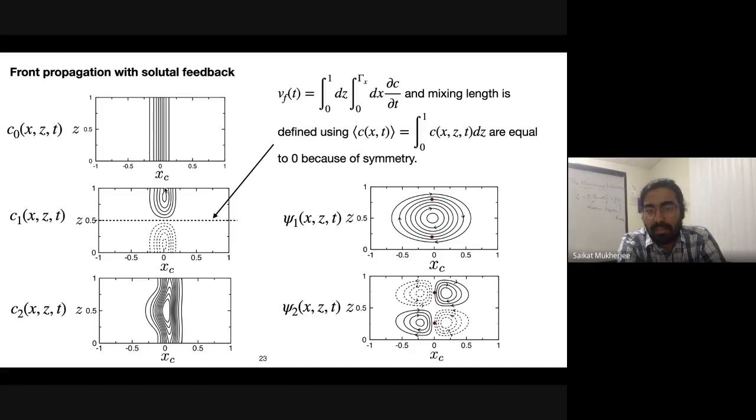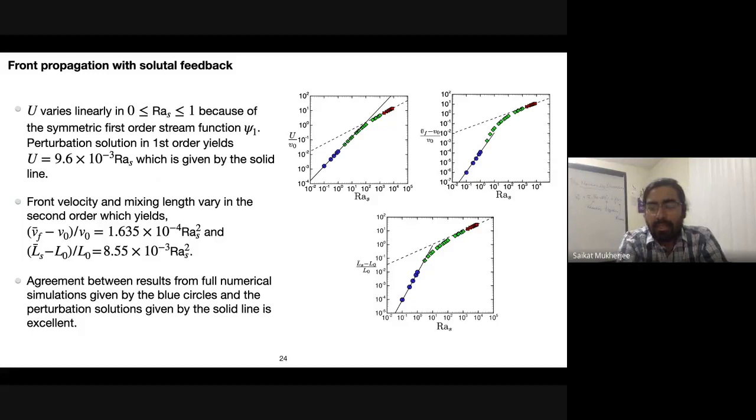So that's why the front velocity as well as the mixing length are zero at order one, and they start from order two. We verified our numerics in perturbation expansions with full numerical solutions from our data, and we found that the perturbation expansions give us really nice agreement with the actual data. So it tells us that at small values of RAS, the scalings are because of this symmetry argument that we can see from the perturbation expansion.